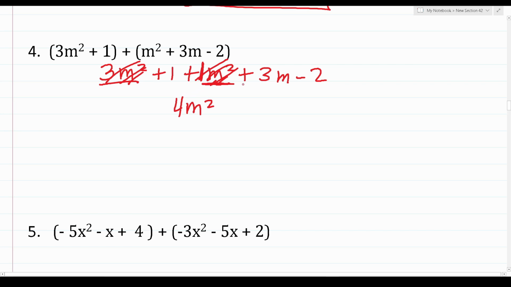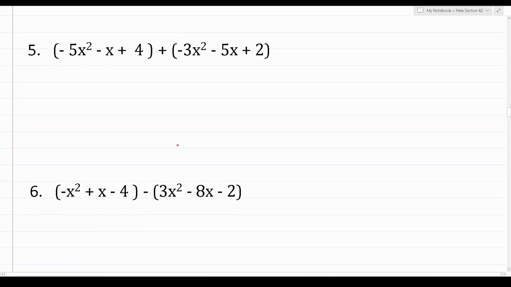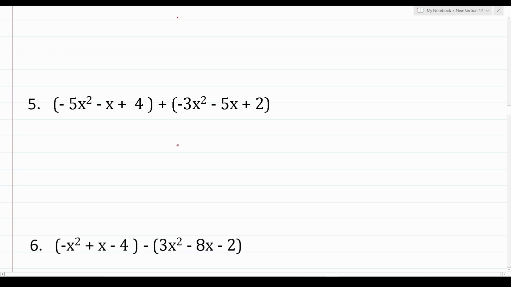And then we have 3m and whole numbers left. So this 3m is going to come next. There's no other like term with it. So we'll go ahead and just bring it down. This will cross out here. And then we have 1 minus 2, which is -1. And we are done with that one now. All right, so let's go ahead and work on this one now.